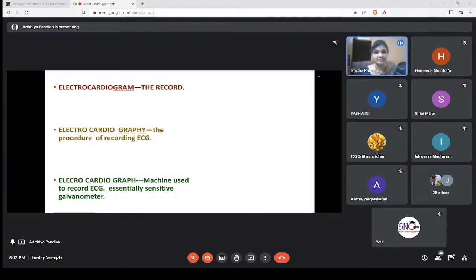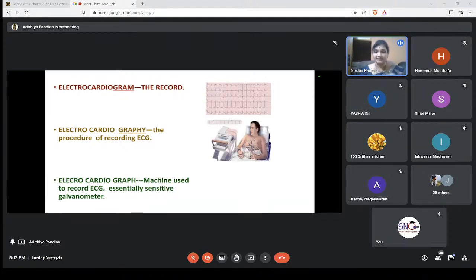Definitely all of you must know the difference between electrocardiogram, electrocardiograph, and electrocardiography. Gram is the record. When you have a record, it can be a spirogram, an electrocardiogram, or an electroencephalogram; whatever gram it is, it is the paper which you have in your hand. Graphy is the procedure which you do. You place the leads, connect to an electric point and everything, whatever procedure you do while recording an ECG, we call it electrocardiography. Electrocardiograph is the instrument which is actually used to measure the electrocardiogram.